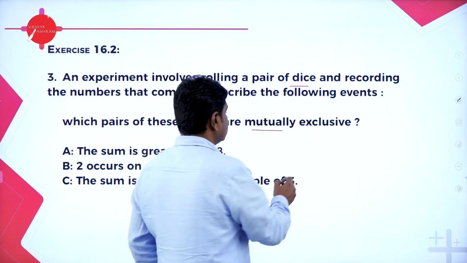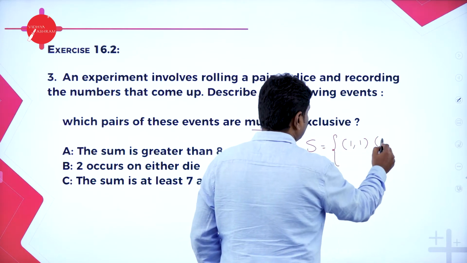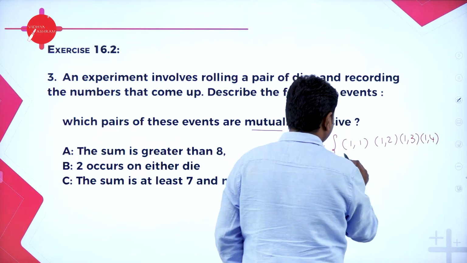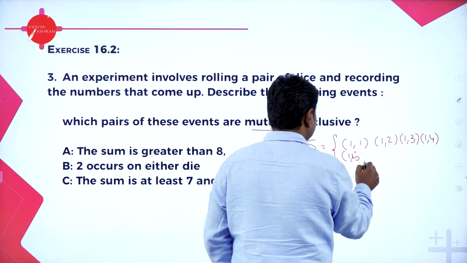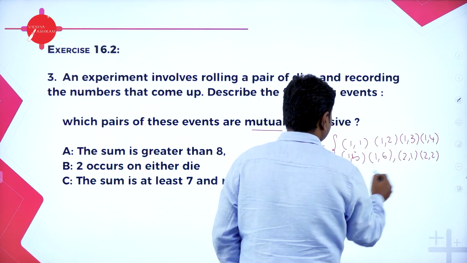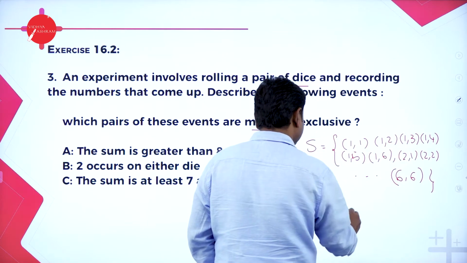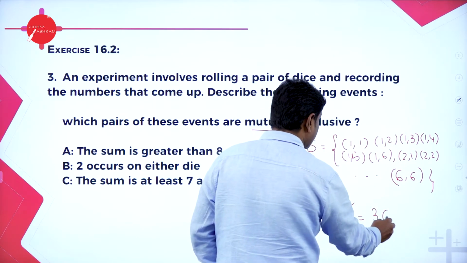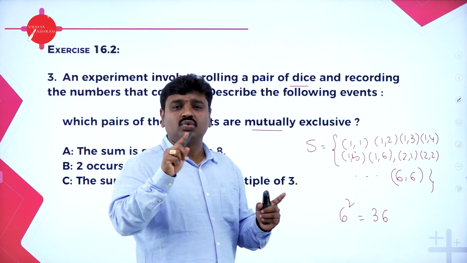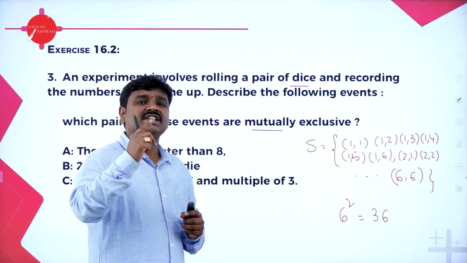Before I go to the sample space, I'll write. When you roll dice you will get 1,1; 1,2; 1,3; 1,4; 1,5; 1,6; then 2,1; 2,2, and it goes on till 6,6. How many outputs will you have? One die gives 6 outputs, so 2 dice give 6 squared, 36 outputs. 1,1; 1,2; 1,3; 1,4; 1,5; 1,6; 2,1; 2,2; 2,3; 2,4; 2,5; 2,6; 3,1; 3,2; 3,3; 3,4; 3,5; 3,6, and similarly till 6,6.